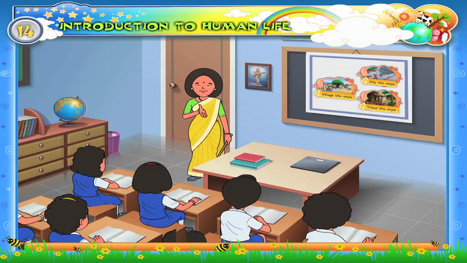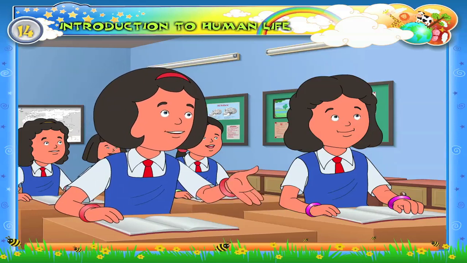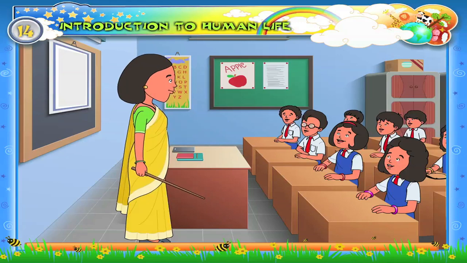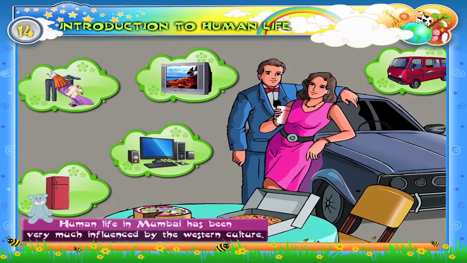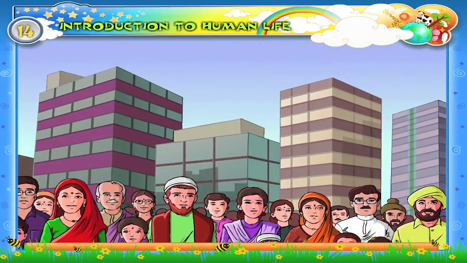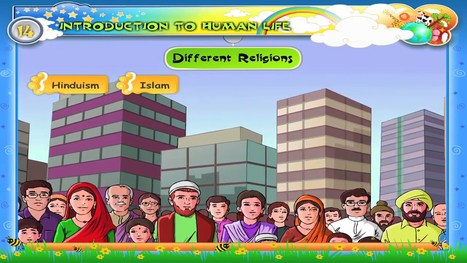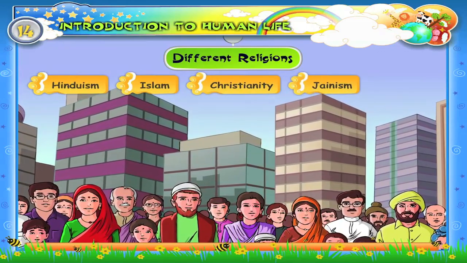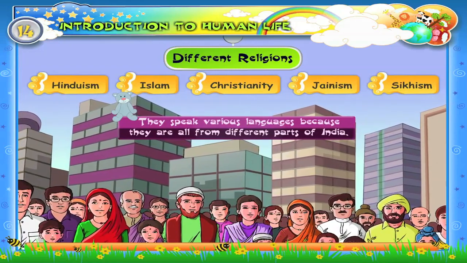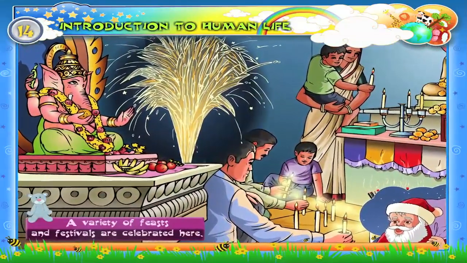Now we shall discuss human life in Greater Mumbai. I know. Life in Greater Mumbai is very fast. Yes, Ria, people in Greater Mumbai lead a modern life. Human life in Mumbai has been very much influenced by the Western culture. People in Mumbai belong to different religions such as Hinduism, Islam, Christianity, Jainism, Sikhism, etc. They speak various languages because they are all from different parts of India. A variety of feasts and festivals are celebrated here.